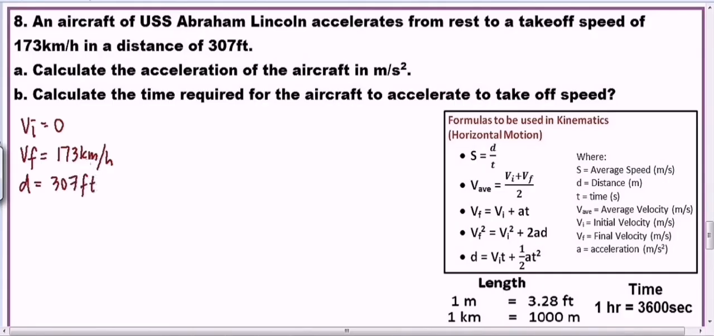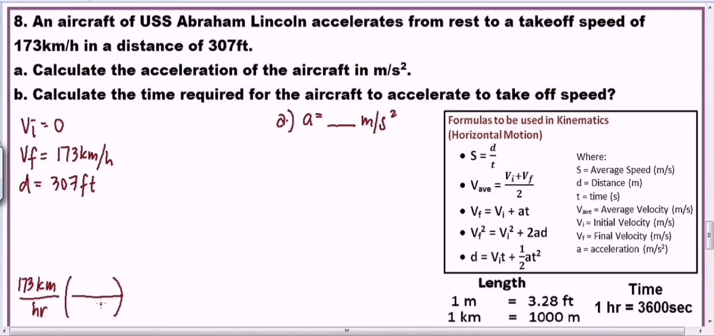Okay, so dito guys, may problema kasi ang gusto niyang sagot is meter per second square. So, A, calculate the acceleration of the aircraft in meter per second square. So, ang gusto niyang sagot sa A, ang unit na gusto niya is meter per second square. Ito naka-kilometer, ito naka-feet. So, kailangan gawing meter. Itong hour, kailangan gawing second. Okay? So, unahin ko muna itong 173 kilometers per hour. Gawin ko siyang meter per second.